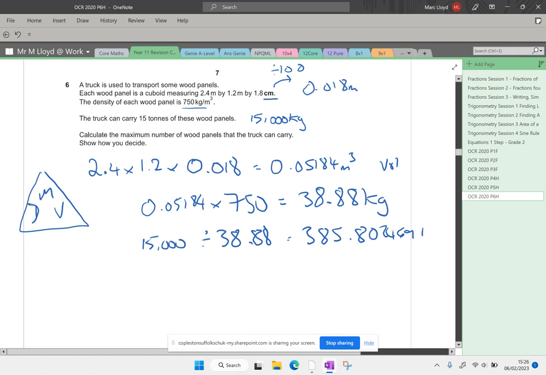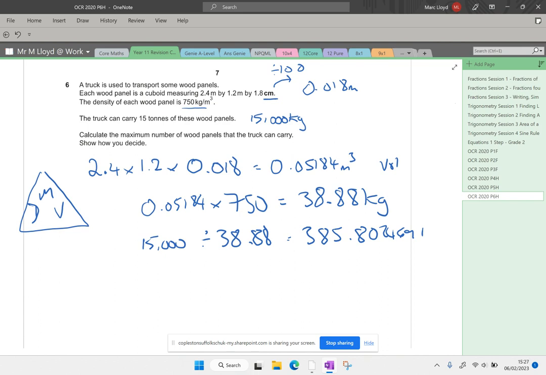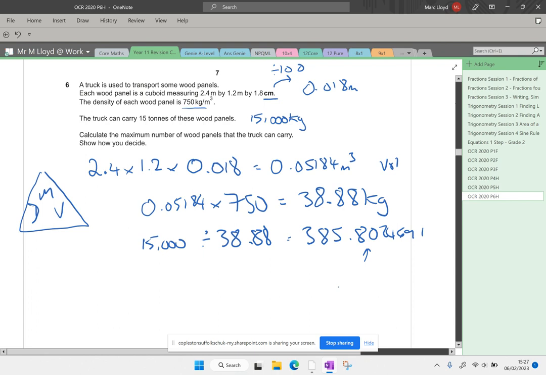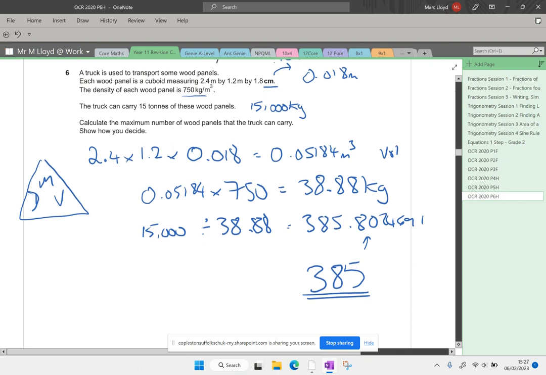Now be very careful with this because we can make a rounding error. Of course, this number will round to 386, but we can't have 386 because that's technically too heavy if it's above this number. So we have to round it down to 385, to truncate it. Okay, so that is our answer.